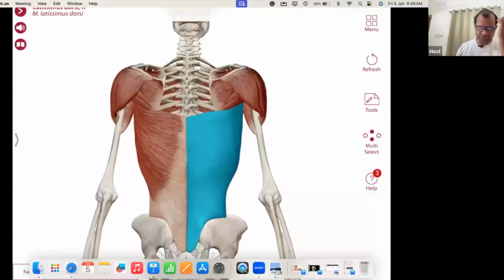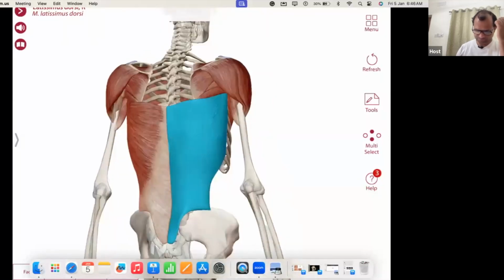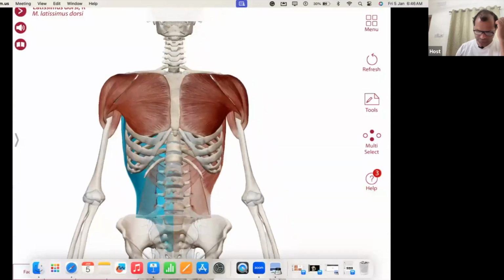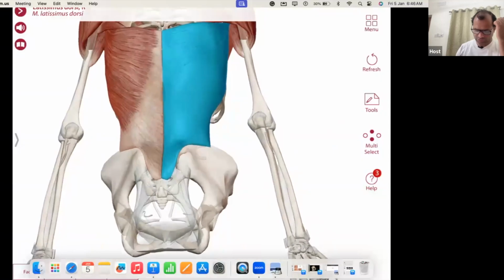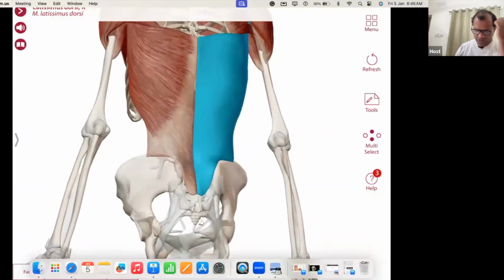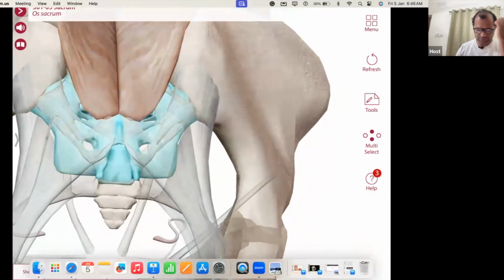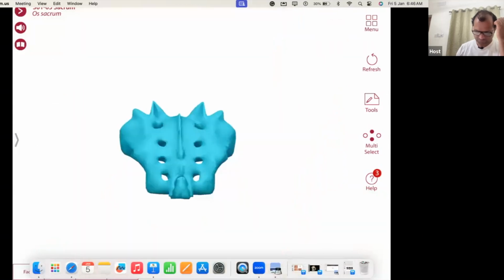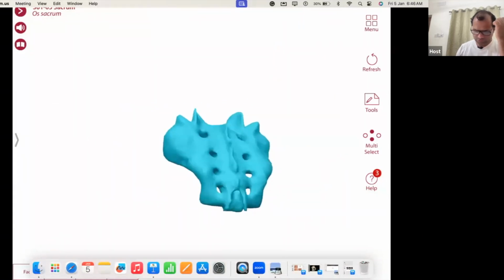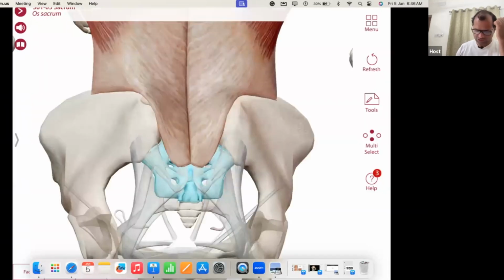So this is the latissimus dorsi. We can see the very bigger muscle. This muscle is having connection with the sacrum bone. We can see here, this is the sacrum bone. So this is the sacrum bone, and latissimus dorsi attached here.